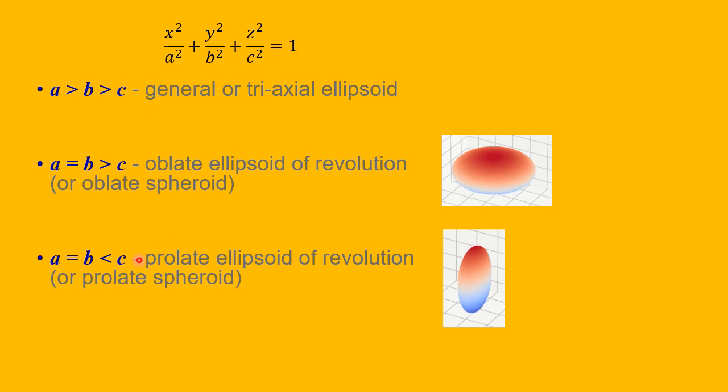Down here, if c is greater than a, and a does equal b, then we get an ellipsoid that looks like this, where the length of this ellipsoid in the z direction is greater than in the x or y directions. This is called a prolate ellipsoid of revolution, also called a prolate spheroid.